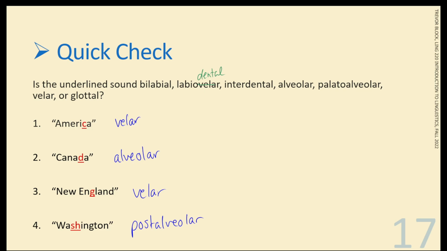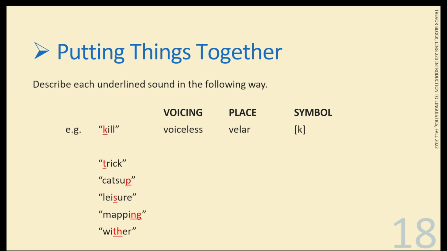So one more practice exercise. And this is putting everything together so far. So pronounce the word, pronounce the sound, determine the voicing, the place, and try to remember the symbol. So again, the symbols are going to come with practice. You can refer to the lecture slides for now, but if you want to do really, really well, trying to remember these and practice them a lot is going to help.